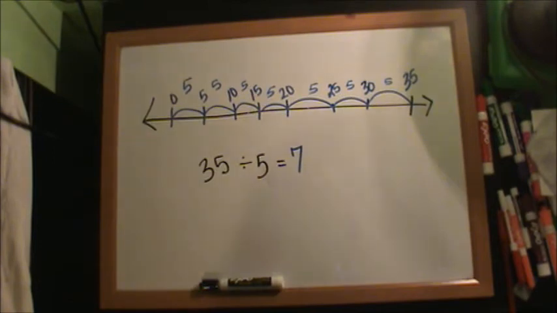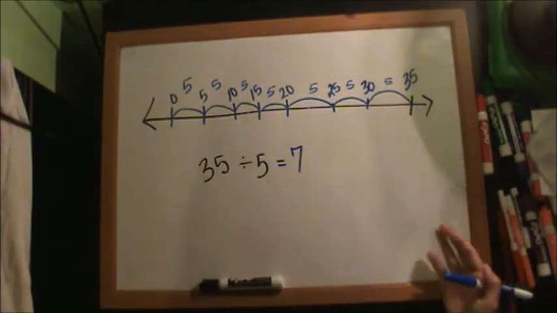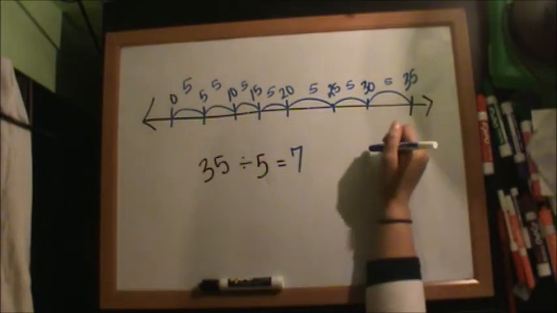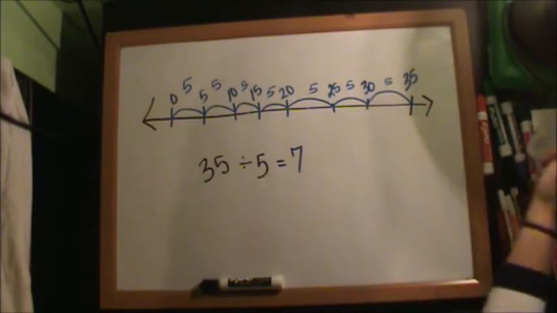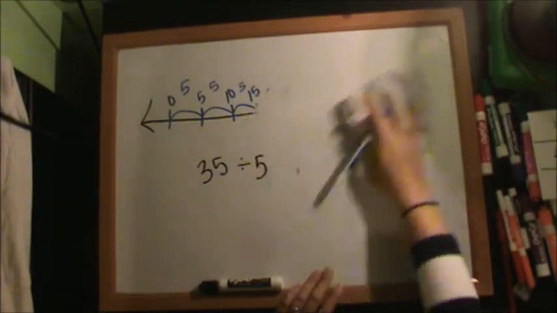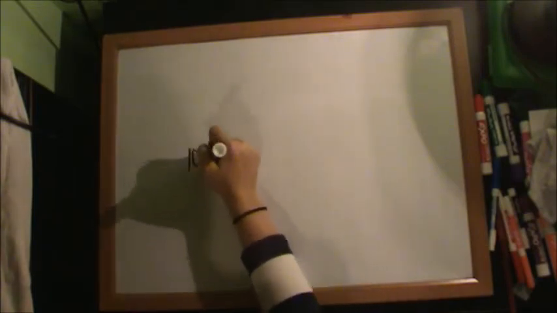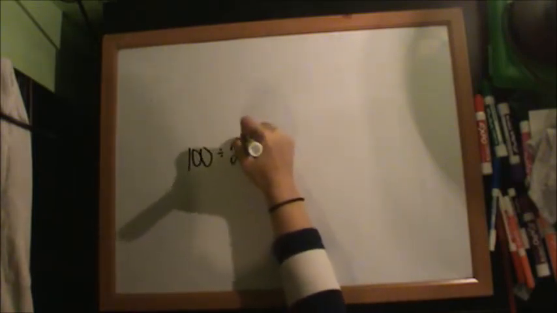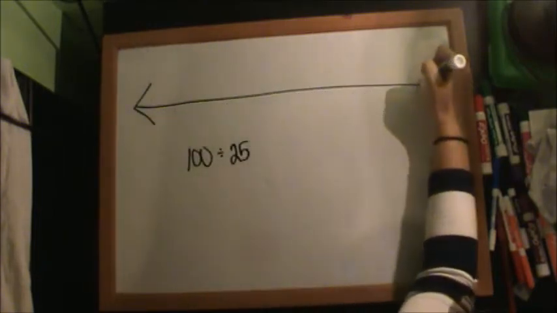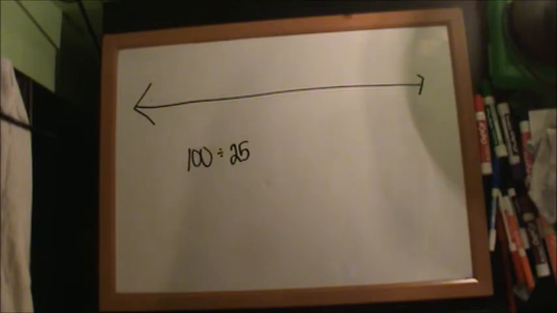It works similar to a picture. If you just draw a picture and put them into equal groups of 5 and then count how many groups, it's basically the same thing, you're just using a number line. So this can be used with bigger numbers as well. So let's do 100 divided by 25, which we know is going to be 4. But we'll see.